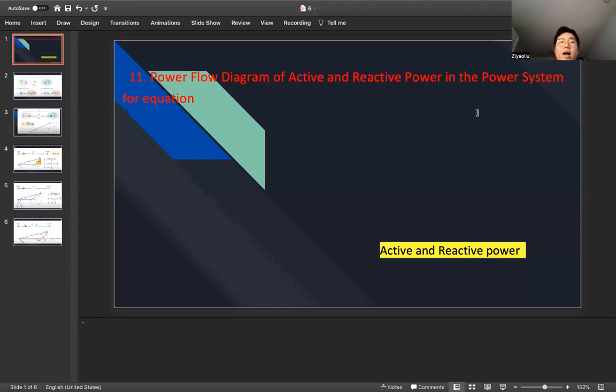Hey guys, today we will learn about lecture 11. We previously learned about power in the power system, but we will look more deeply into the equation. What does that mean? We will try drawing the page. So let's see more.